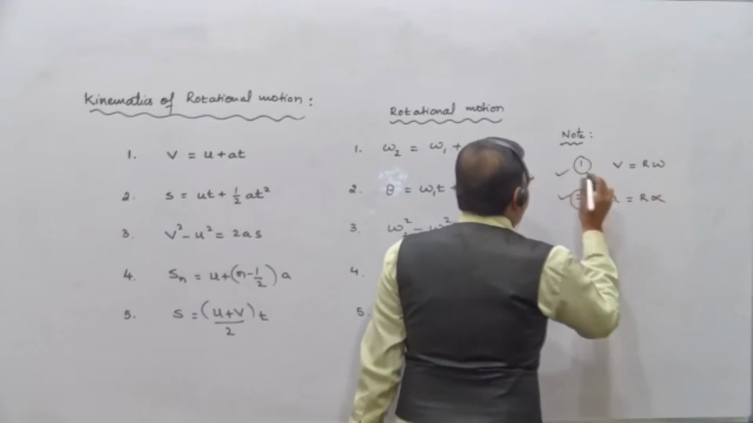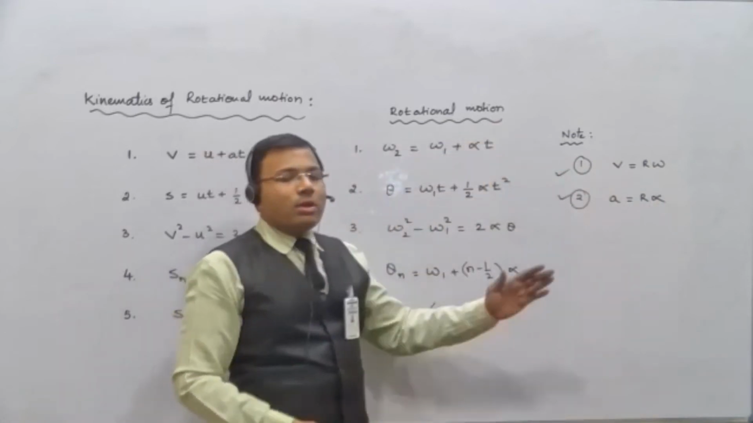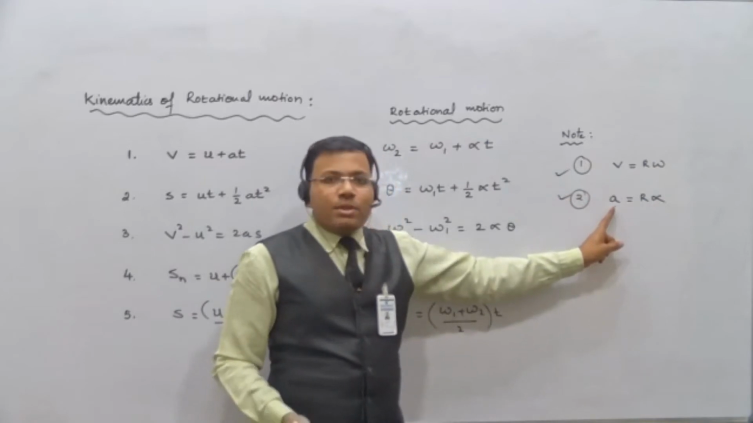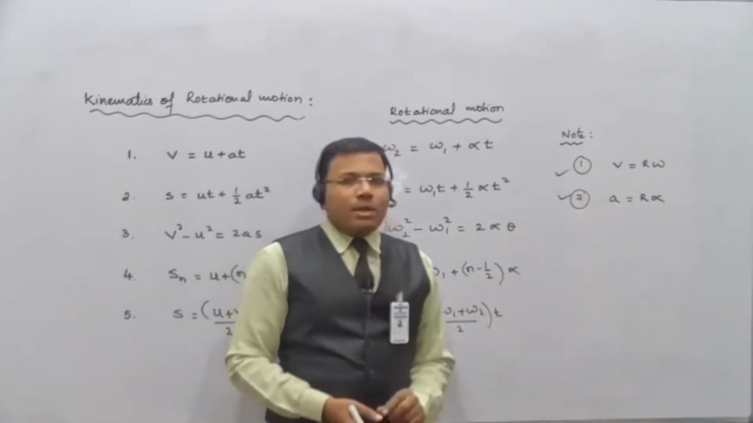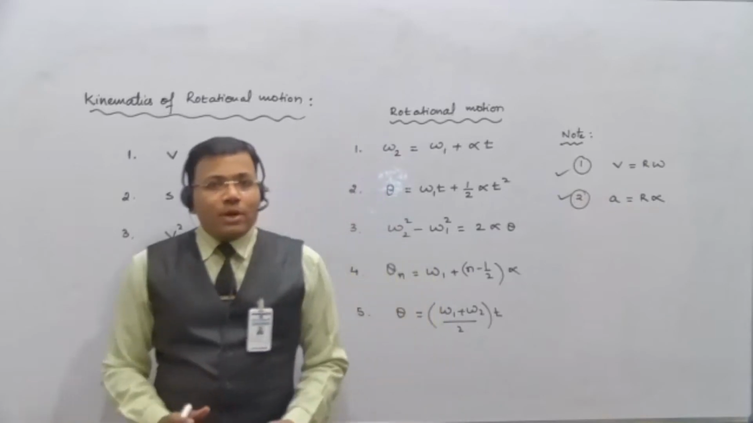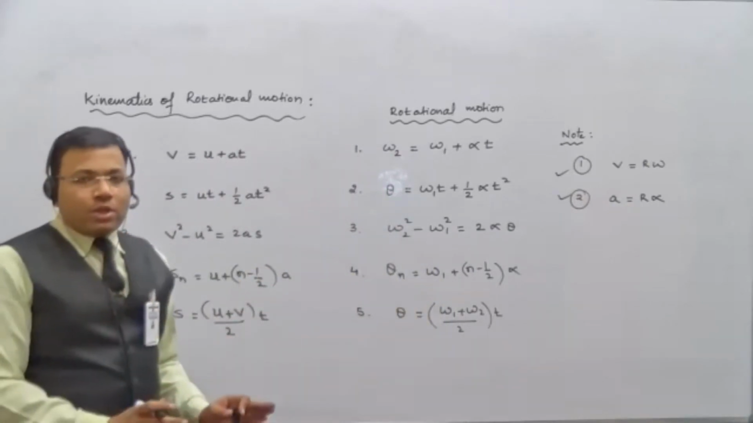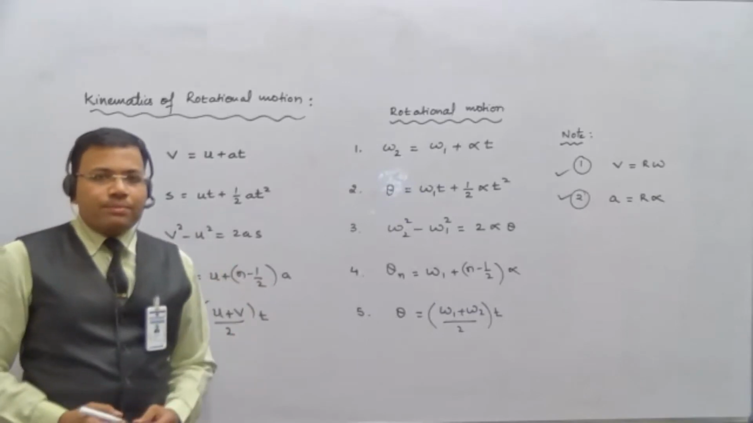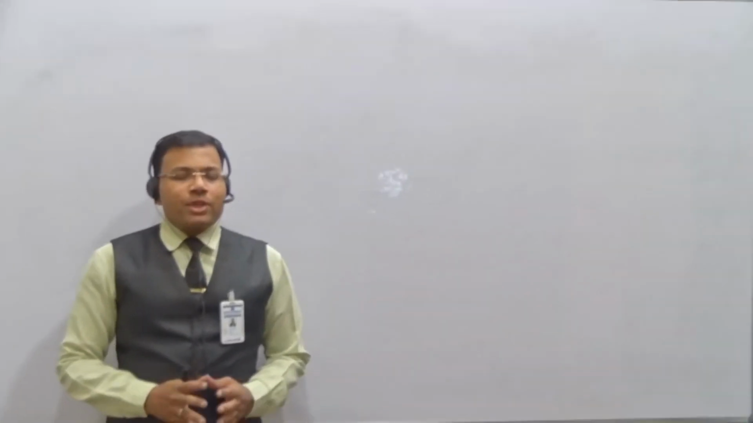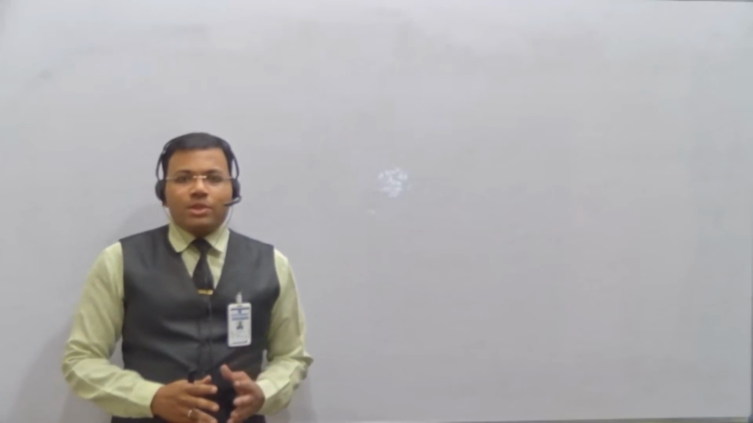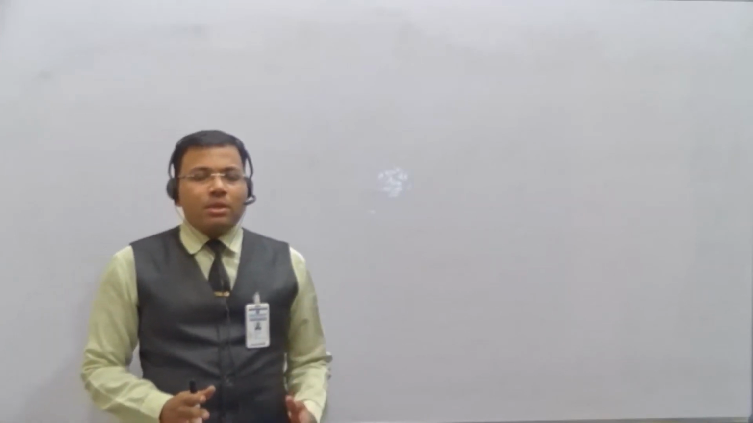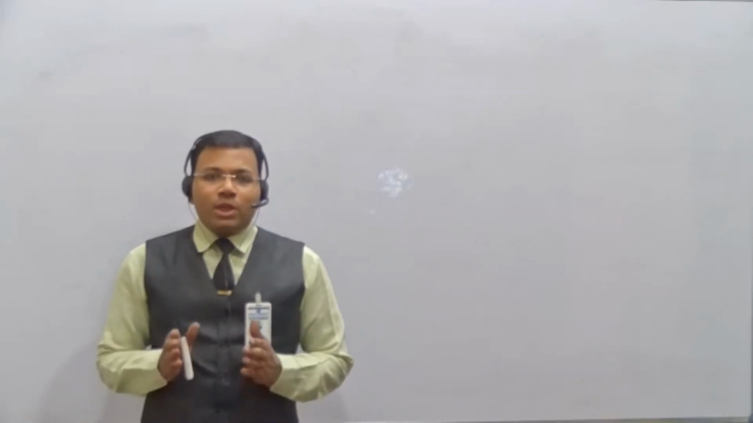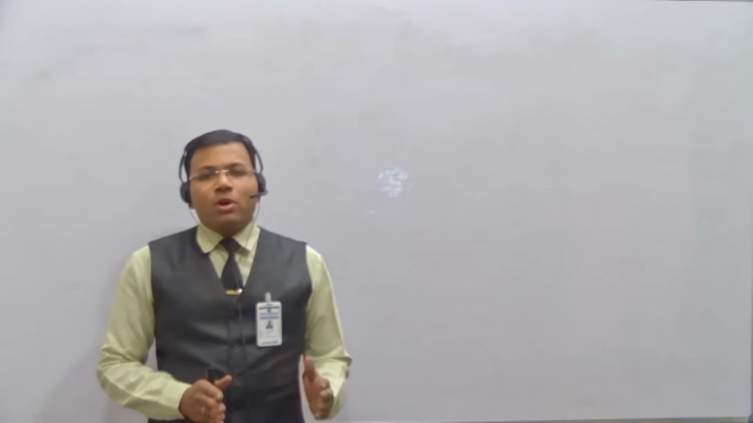So in addition to this, you should know the relationship between the linear velocity and angular velocity, and the relation between the linear acceleration and the angular acceleration. Hope you have understood how to write the equation for rotational motion from the equations of linear motion. Students, we have seen the relationship that exists between the linear motion as well as the rotational motion, and how to convert an equation from linear motion to an equation for rotational motion.